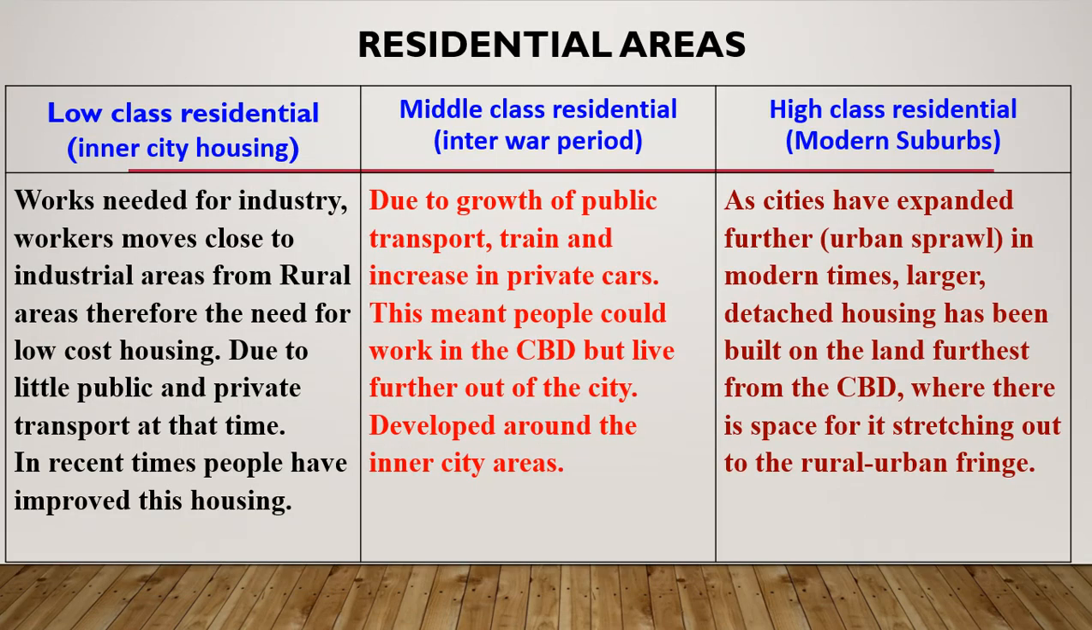Next, this area is really very important, especially for your paper 2. Why residential areas? Immediately after the CBD, we move to industries. After industries, we now move to residential areas. This residential area depends on the model we are looking at. If it is an MEDC, you have low class, middle class, then high class. But if it's an LEDC, you have high class residential first, then middle class, then low class, as you move outward in a city before you get into the rural urban fringes.